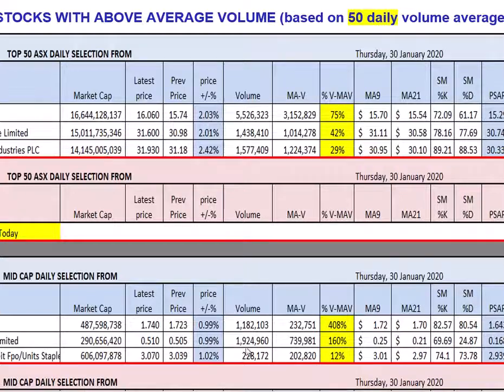Yesterday, Amcor had a 2% rise in the price and had 75% above its average volume. The average volume over 50 days was 3.1 million, and yesterday we saw 5.5 million transactions taking place. Again, it may be worthwhile looking at Amcor. And so is Sonic, 2% rise in the price and 42% above its average volume.